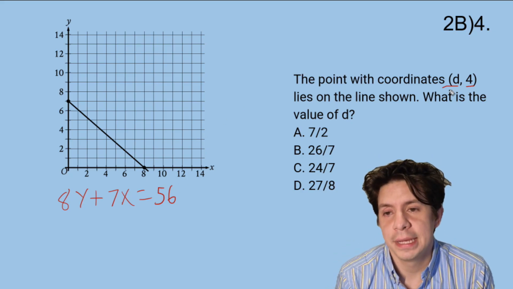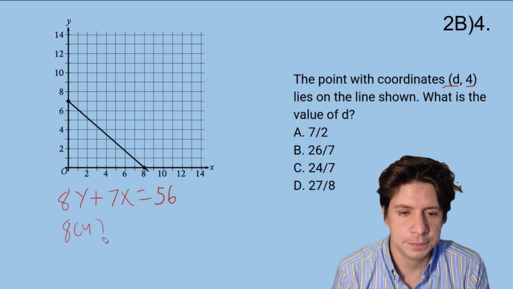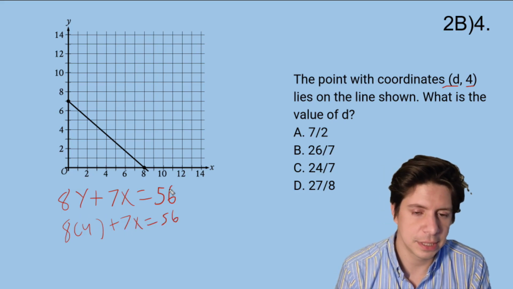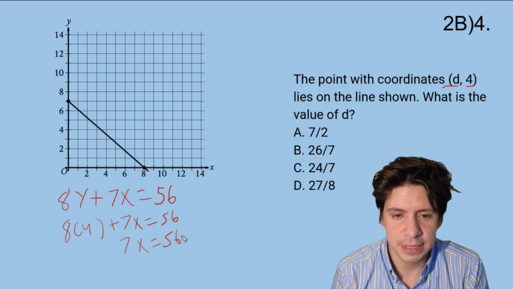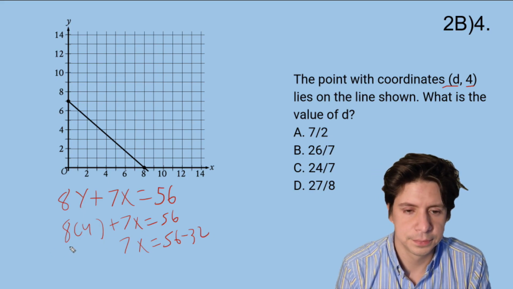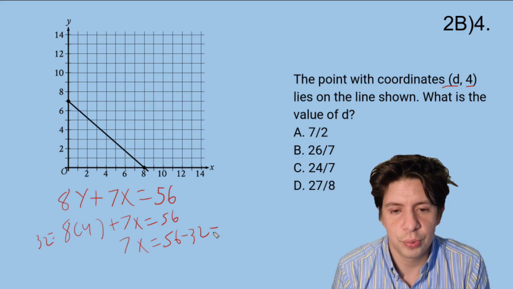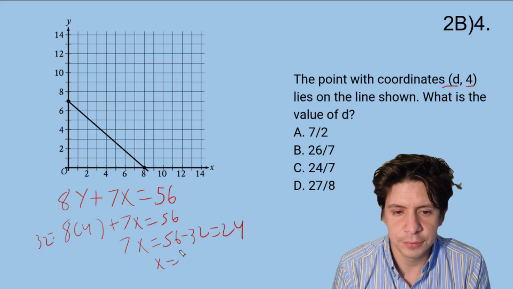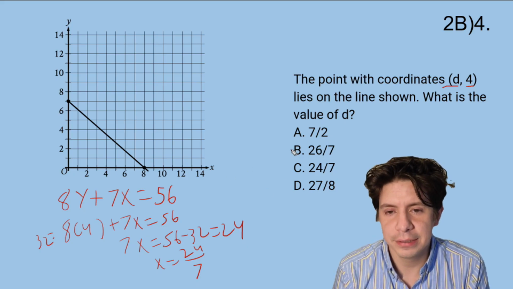And you can plug in the point, right? You can plug in 4 for y, so you're going to have 8 times 4 plus 7x equals 56, and then you can subtract that. You'll get 7x equals 56 minus 8 times 4, which is 56 minus 32, right? So then that's going to be 24. So then x equals 24 over 7, right? And you could try to estimate it based on the chart, so it's going to be C.